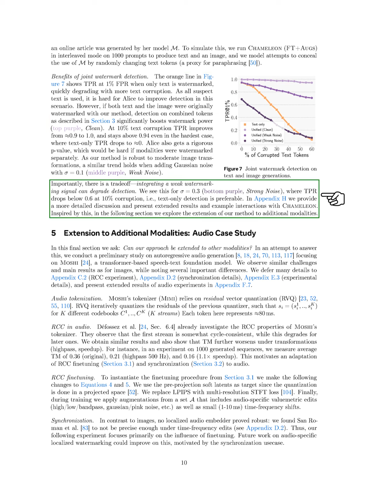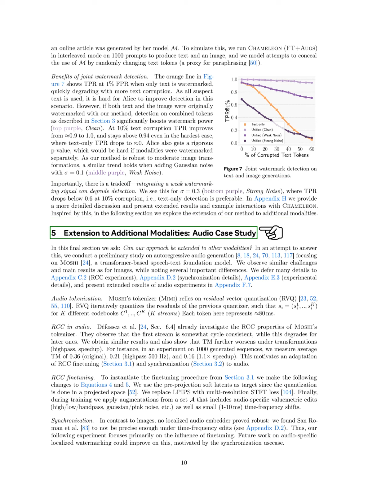However, we must consider a trade-off. Adding a weak watermark can hinder detection, as seen when the TPR falls below a certain threshold with strong noise, making text-only detection more favorable. In the next part, we explore whether our approach can be applied to other modalities, specifically through a case study on audio. We investigate autoregressive audio generation using Moshi, a transformer-based speech-text model.